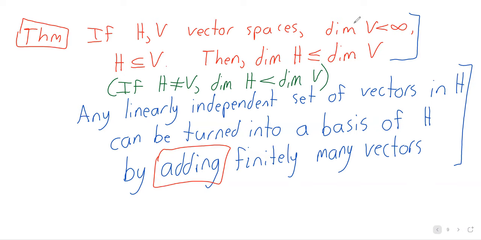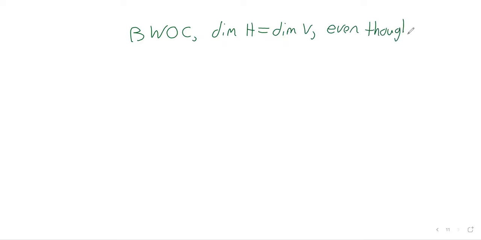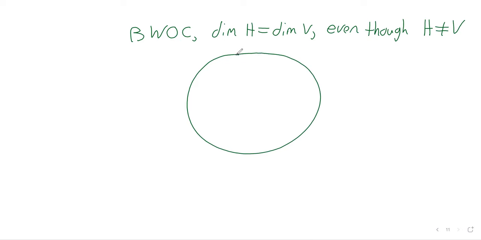And the argument, by way of contradiction: suppose the dimension of H equals the dimension of V, even though H is not equal to V. So we've got some basis of H. Let's say that they're both five-dimensional. That's the picture I've drawn.